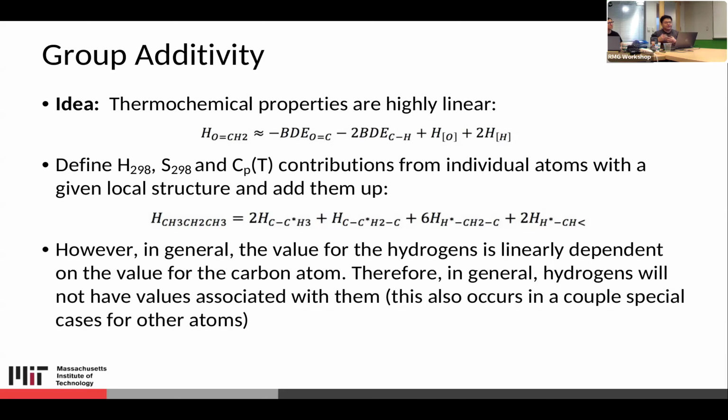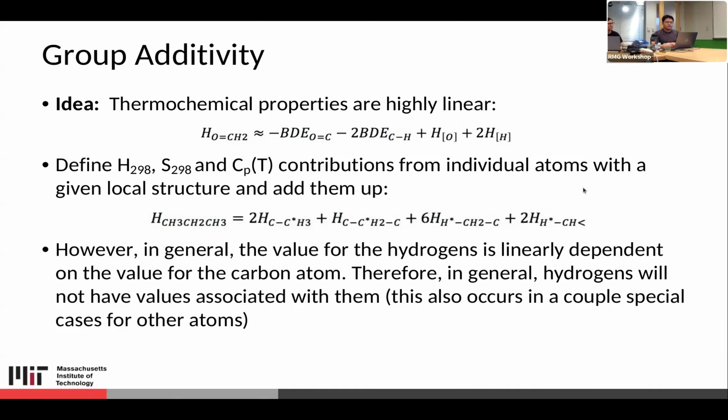One approach we use builds on that. It's called group additivity. In this example here, you have propane with two CH3 groups and a middle CH2 group. So you can get those two carbons that have CH3s on them, one carbon that has a CH2, and then the 6 hydrogens attached to the CH3 groups, and the two hydrogens attached to the CH2, and basically sum up the enthalpies from all of those individual components.